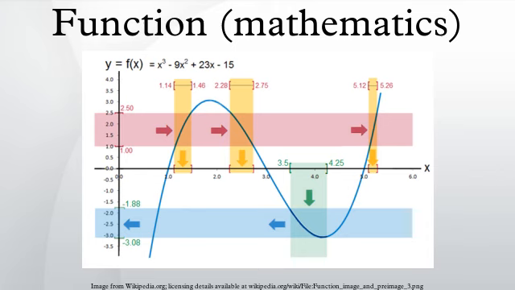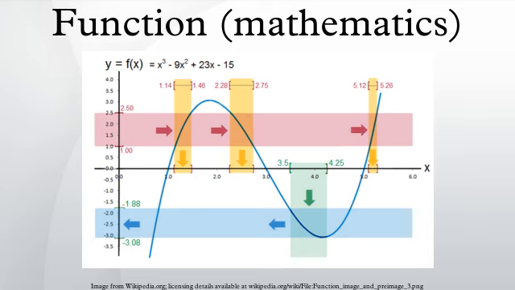Types of functions. Real-valued functions. A real-valued function f is one whose codomain is the set of real numbers or a subset thereof. If, in addition, the domain is also a subset of the reals, f is a real-valued function of a real variable. The study of such functions is called real analysis.